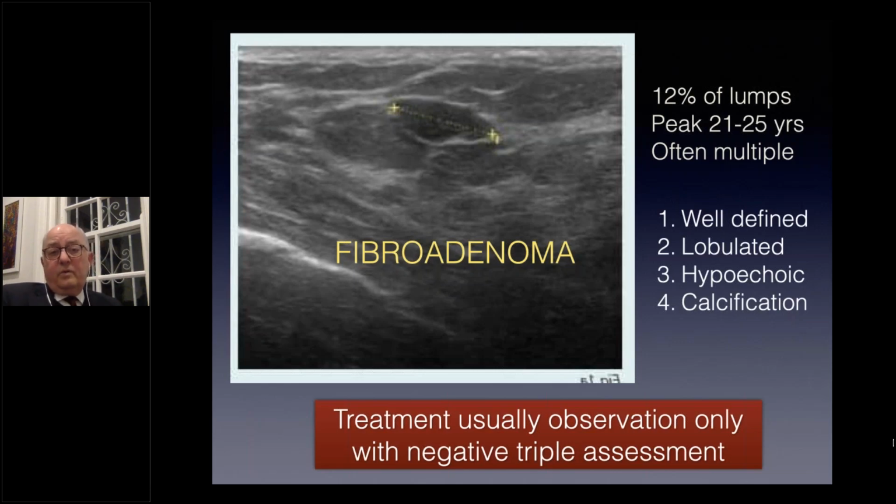And if you want to know how often to follow these people up, if you've got a very definite diagnosis of fibroadenoma, I'll often see them after about 6 months with a follow-up ultrasound just to be sure that it's stable and not enlarging. And after that, just back to their normal routine reviews that they've had. They don't need lifelong 6-monthly reviews. Fibroadenomas are not precancerous.